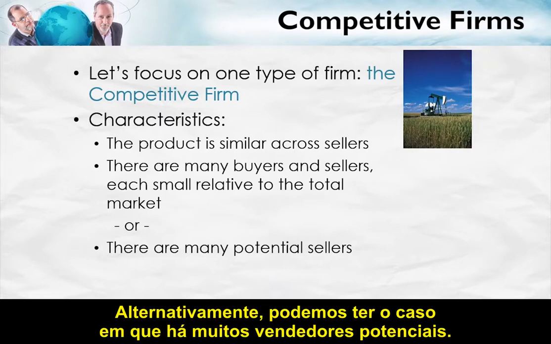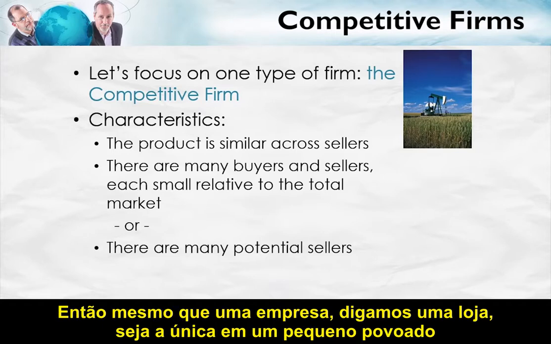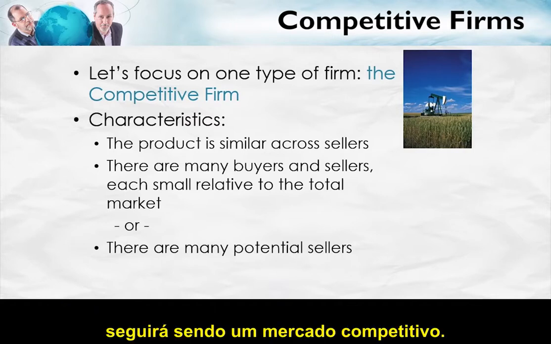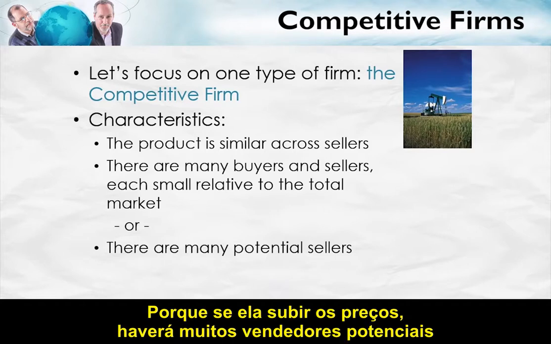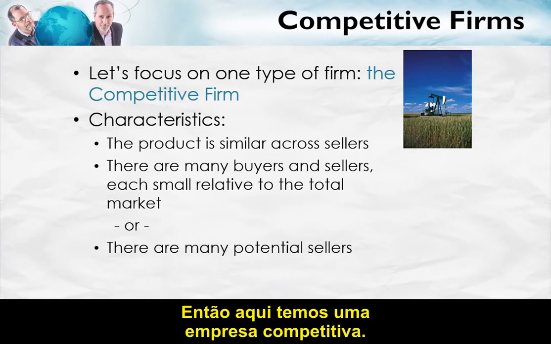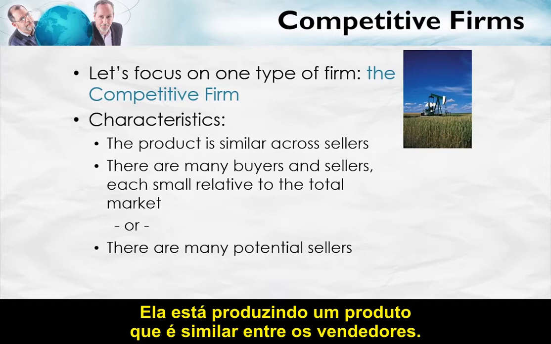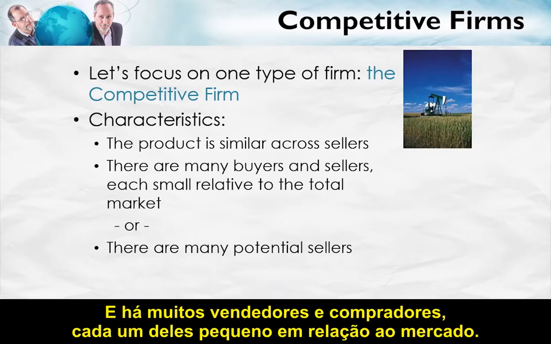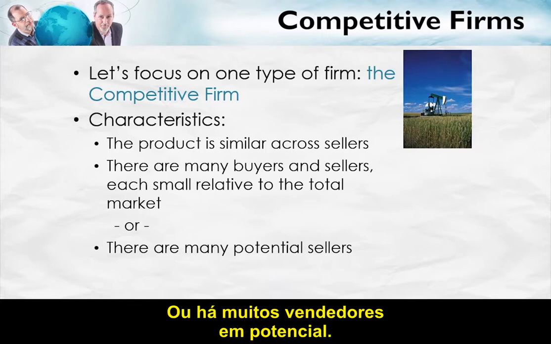Alternatively, we may have the case where there are many potential sellers. So even if a grocery store in a small town is the only grocery store in the town, it's still in a competitive market, because if it were to raise its price, there are many potential sellers who in the long run could sell in that same town. So that's a competitive firm. It's producing a product which is similar across sellers. There are many buyers and sellers, each small relative to the total market, or there are many potential sellers.